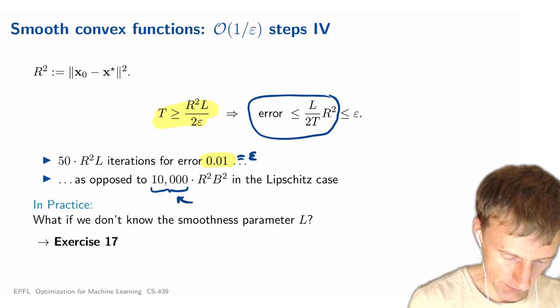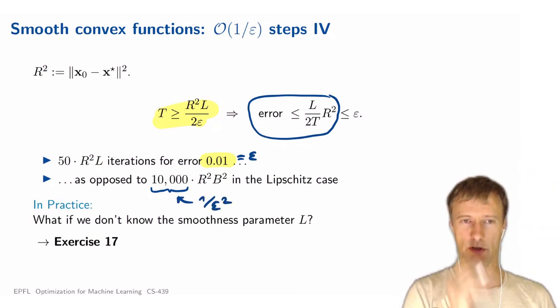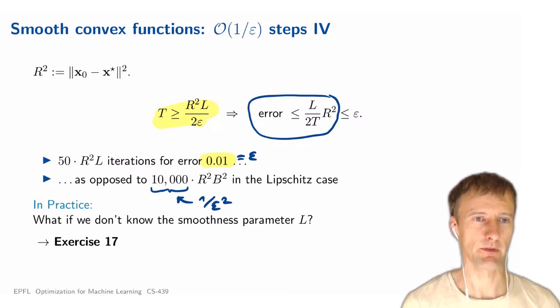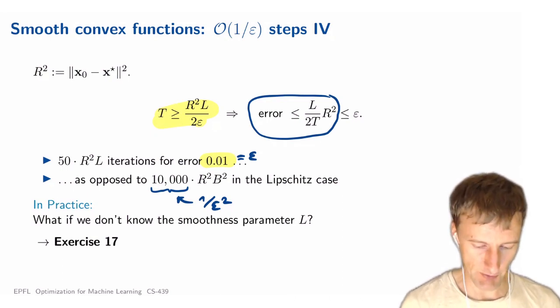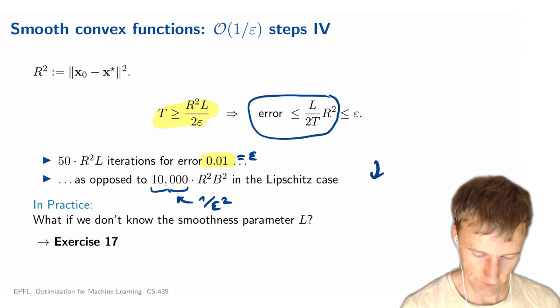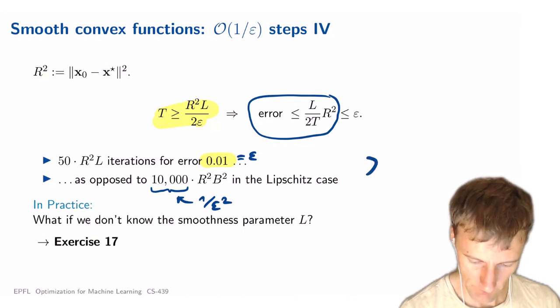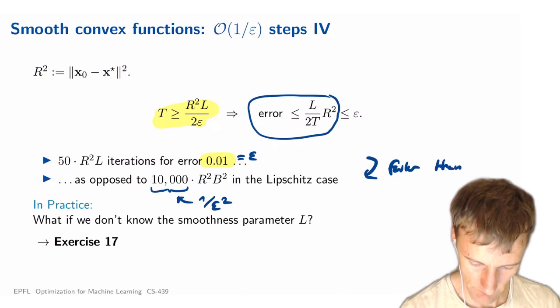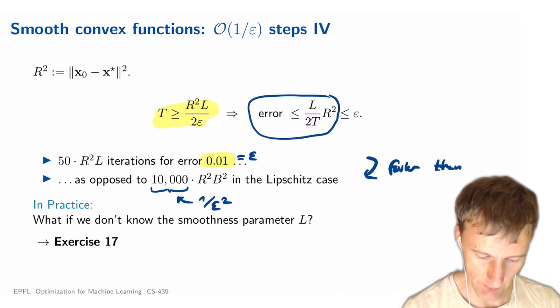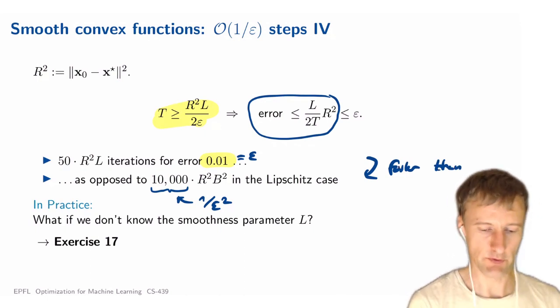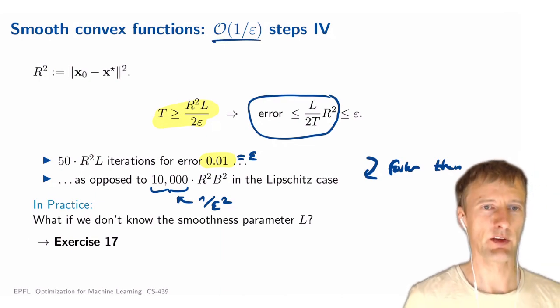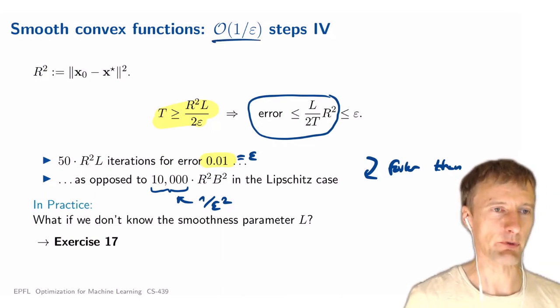This was actually 1 over epsilon squared, in the previous case where we only assumed the Lipschitz continuity. So this is much faster than the old condition. If you're smooth, then 1 over epsilon steps are enough. That's much faster than the 1 over epsilon squared steps we had before.